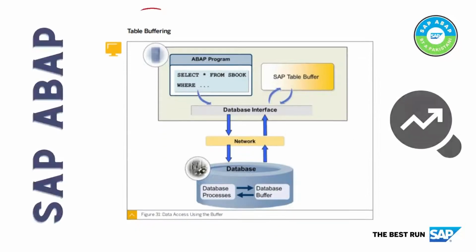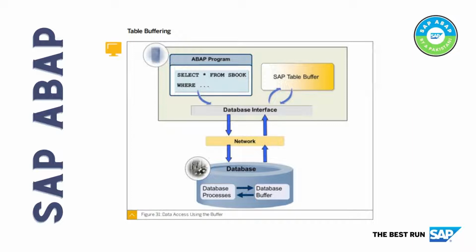Table buffering increases performance when the records of the table are read. The records of a buffered table are read directly from the local buffer of the application server on which the accessing transaction is running when the table is accessed. The table buffering eliminates time-consuming database accesses. Buffering, therefore, can greatly increase system performance.